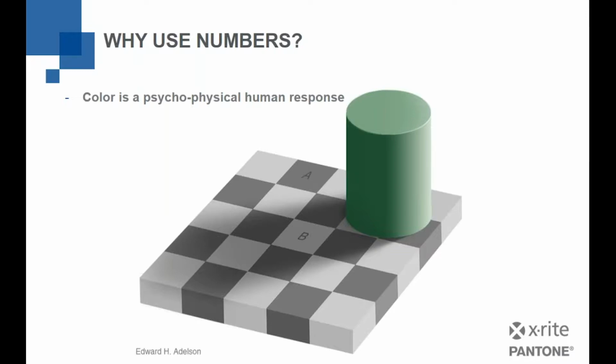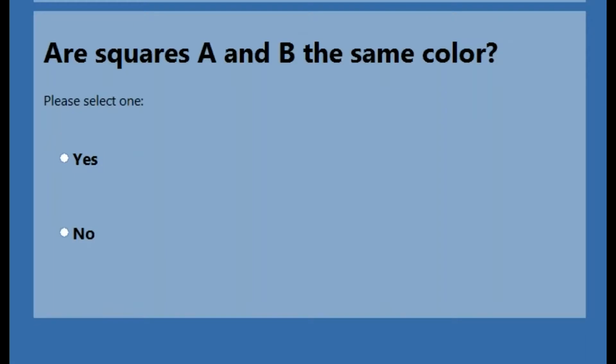And so we're going to start out with a little test here. We're going to see a poll pop up here. We're actually looking at something with two squares, an A and a B. Some of you may have seen this before and know the answer, but we'd like you to answer in the poll whether or not you think A and B squares are the same color. So I'll give you 10 seconds to answer that.